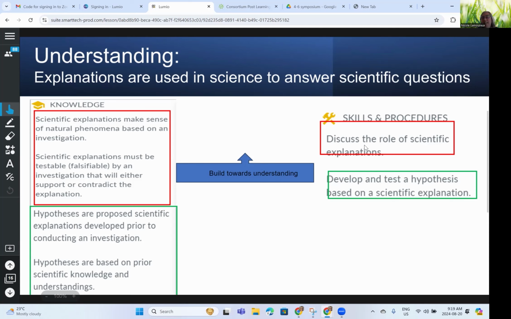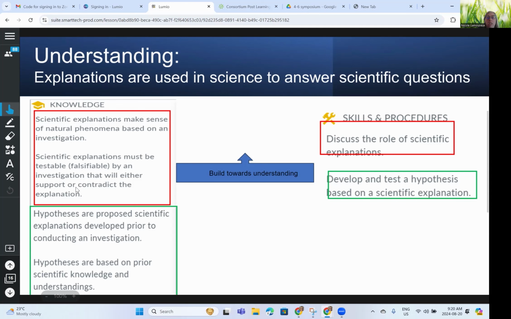So if we go to the skills, it says discuss the role of scientific explanations. So they need to know what it is. It's making sense of that phenomena, right? Answering the why this is happening, and they are testable. And that's why we do an investigation, right? We want to understand it, but it may not be something we get the answer to, or what we think is the answer.